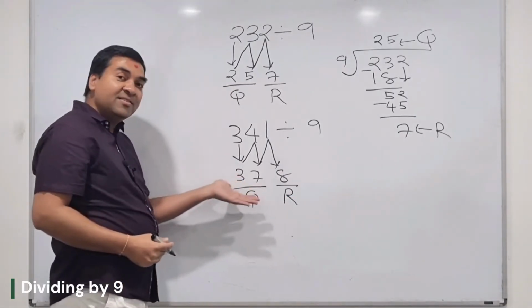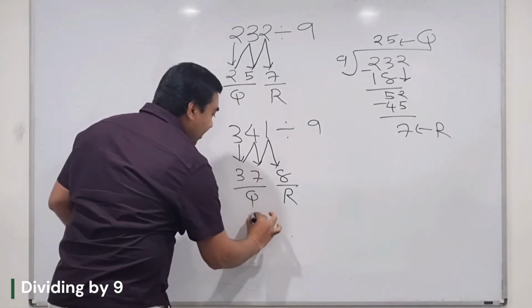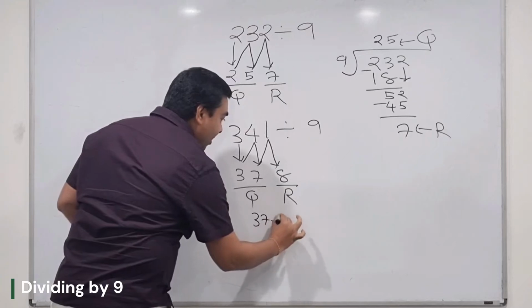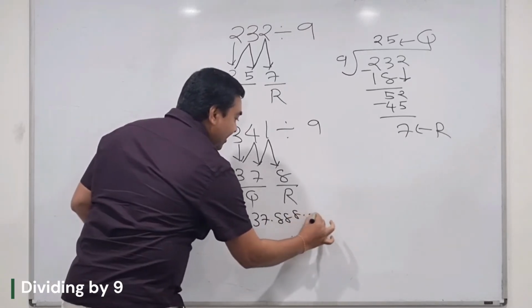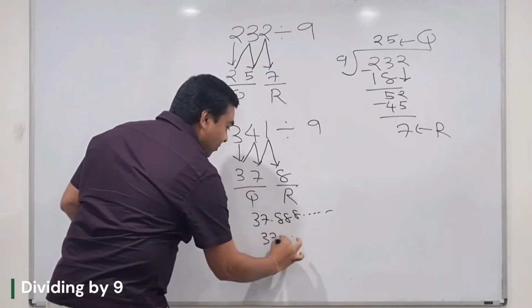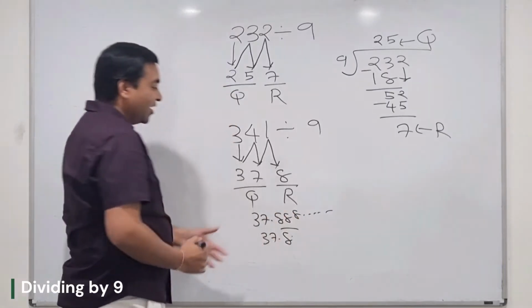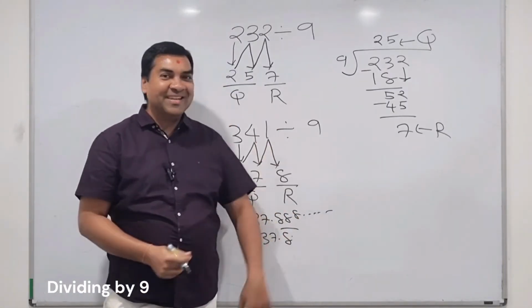If I want to write down this answer, guys, in decimals, I can simply write it down as 37.888, and that is going to be 37.8 bar because that is recurring. Is it not an amazing technique, guys?